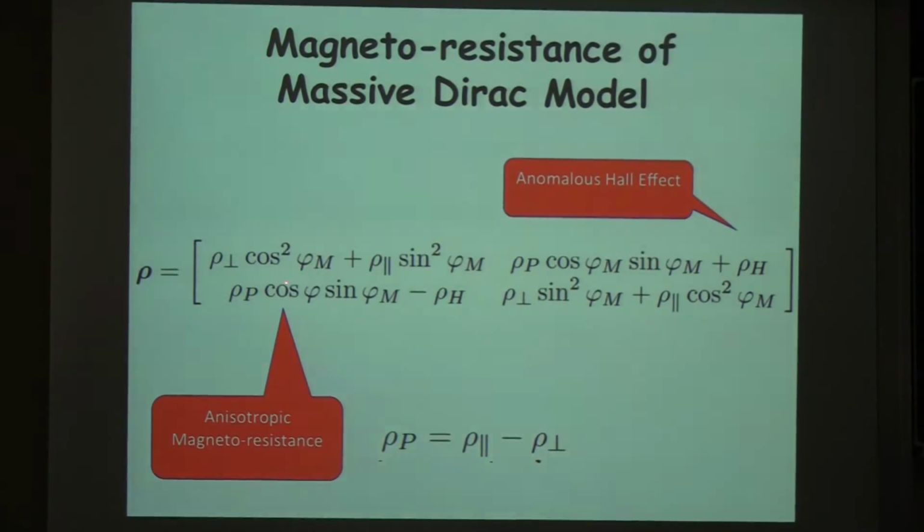It depends on the azimuthal orientation of the magnetization in the xy plane. That's what these angles phi are, and it has both symmetric and antisymmetric off-diagonal components of the resistivity tensor. The current doesn't go in the same direction as the electric field because of anisotropic magnetoresistance for general magnetization direction, and also because of the Hall effect. And you can calculate all of these coefficients from the transport theory.